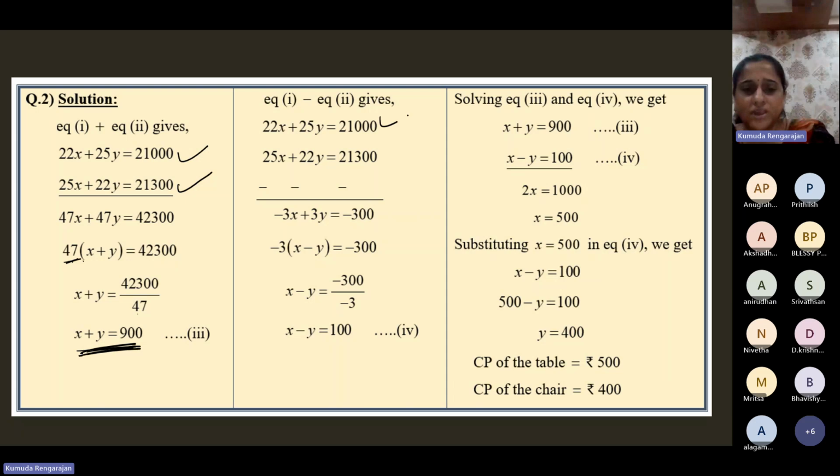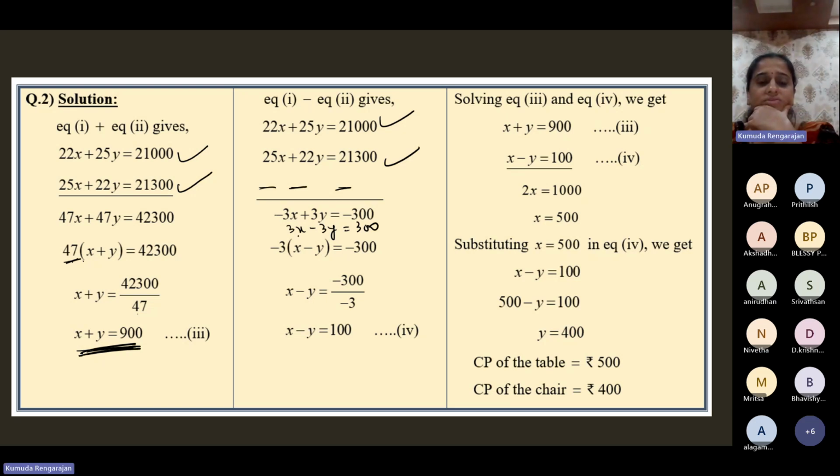Now write the same two equations and subtract the two equations. That is, change the signs throughout in the second equation. So that gives you minus 3x plus 3y is minus 300. Taking out minus 3 common. Or you can even change the signs throughout. 3x minus 3y is equal to 300.